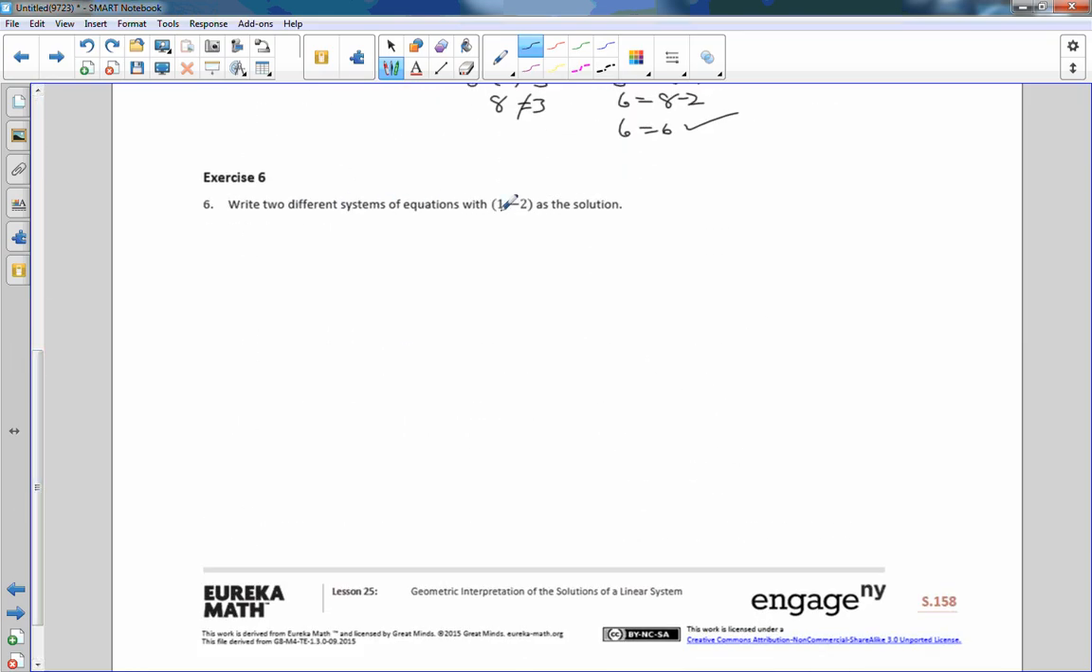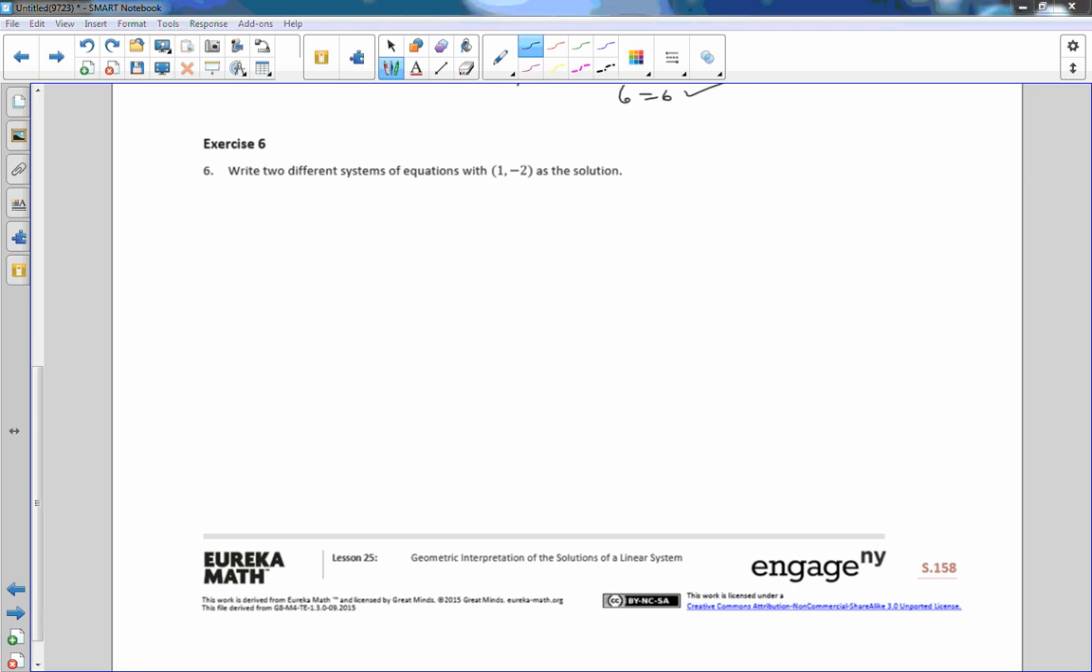Okay, now it says to write two different systems of equations with 1 comma negative 2 as the solution. To write two different systems of equations with this solution, keep in mind that this is an x and this is a y. So if I simply said x plus y equals negative 1, that is definitely true, because if I plug in 1 plus a negative 2, that's negative 1. So x plus y equals negative 1. If I'm doing a system, it's going to look like this. So there's one in standard form.